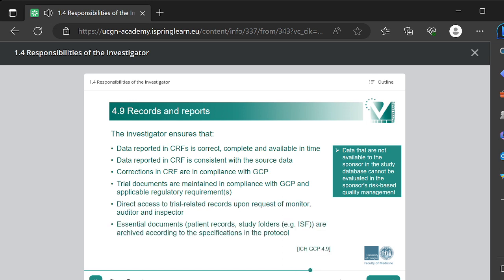Moreover, the investigator has to ensure that the monitor, the auditor, and the inspector of the ethics committee or regulatory authority have direct access to trial-related records upon request, and essential documents such as patient records and study folders are filed as specified in the protocol.